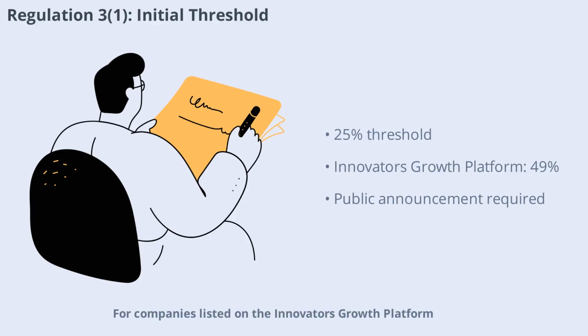For companies listed on the Innovators Growth Platform, the threshold is even higher at 49%, reflecting the unique nature of these innovative firms. This distinction is important and often tested in real-world scenarios.